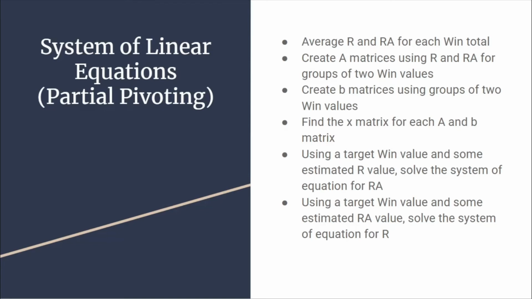Then we created A matrices using the runs and runs allowed for groups of 2 win values to keep the matrices square. Then we created B matrices using groups of 2 win values as well for those associated A values. Then we found the X matrix for both the A and B matrix. And then using a target win value and some estimated runs value, we could solve this system of equations for the runs allowed value. Or we could use a target win value and some estimated runs allowed value to solve the system of equations for some runs value.